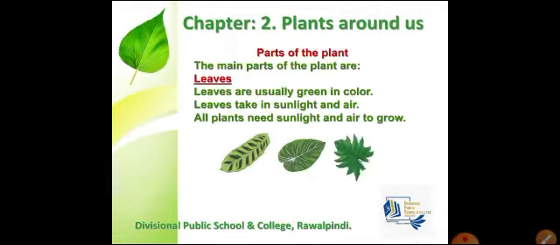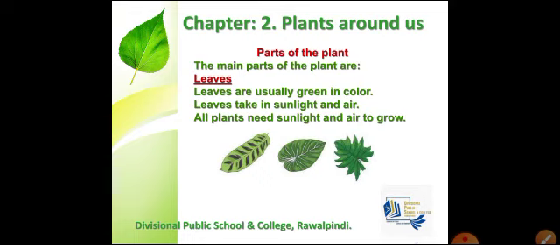Now we will read a little more about these parts of the plants. In your class 1 course, you will read a few things about these parts of the plants. The first one is leaves. Leaves are usually green in color. You can see the leaves in the picture also.